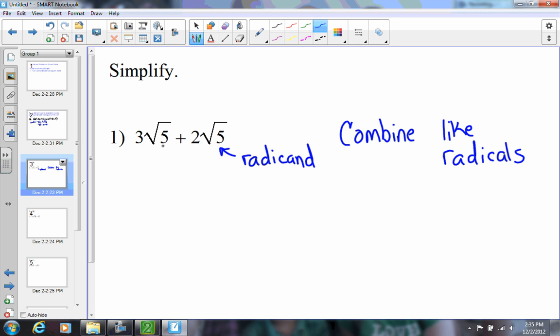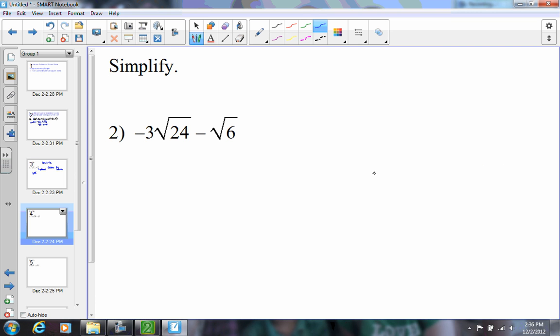So if you have 3 root 5 plus 2 root 5, it's actually just the same process as if you had 3x plus 2x. So 3 root 5 plus 2 root 5 is just 5 root 5. So it's that easy. Again, think about what you did when you did 3x plus 2x and got 5x, and that's the same process. So not too hard when they're alike. The question is, what do you do if they're different? In this case, I have a square root of 24 and a square root of 6. Those are not the same, so I can't combine them. But the question is, can I make them the same?